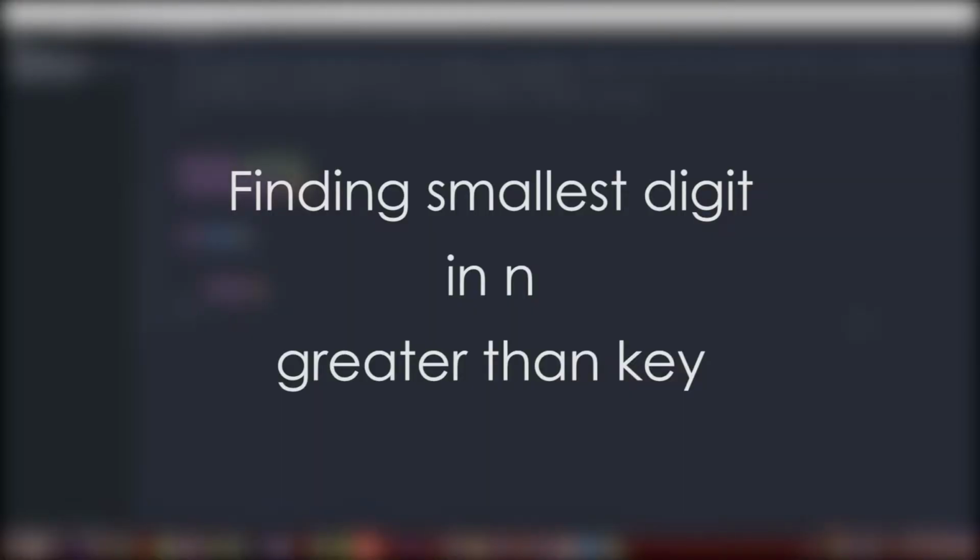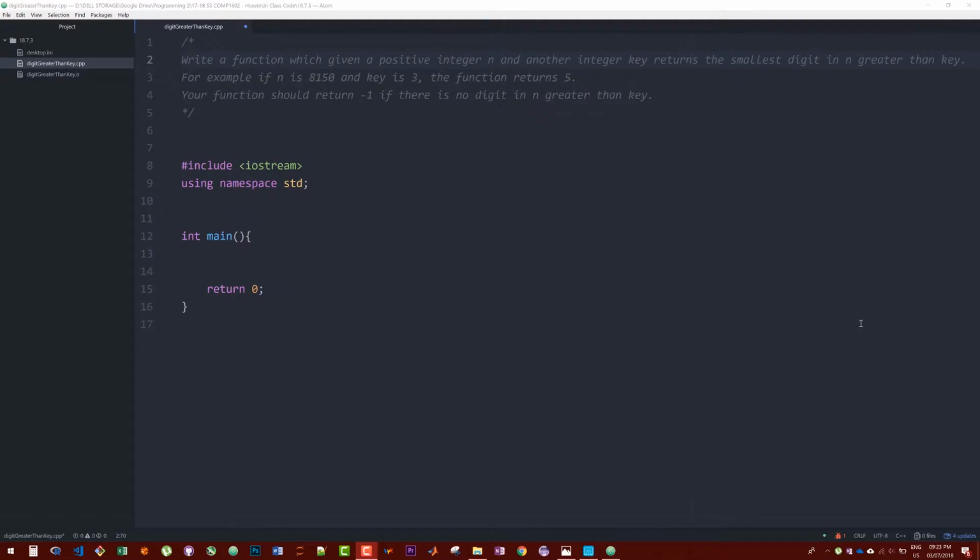We have a question which says to write a function which, given a positive integer n and another integer key, returns the smallest digit in n greater than key. So for example, if this here is n and key is 3, then the smallest digit in here that is greater than 3 is 5. So the function should return 5.